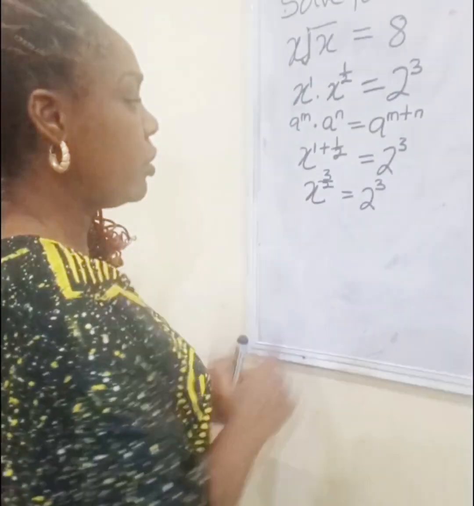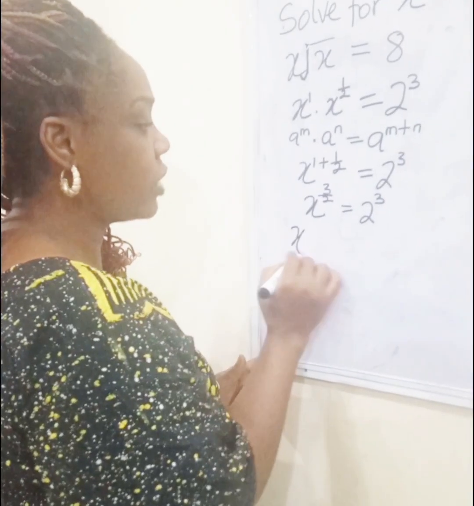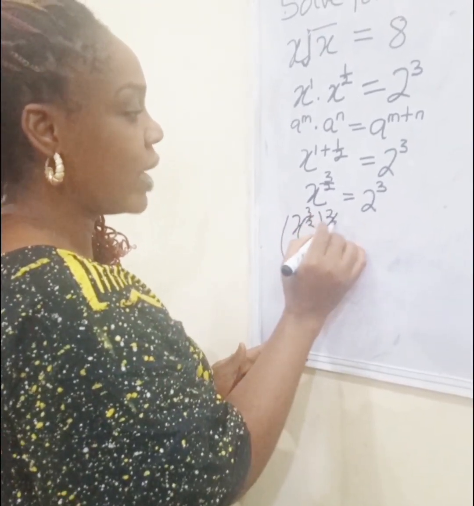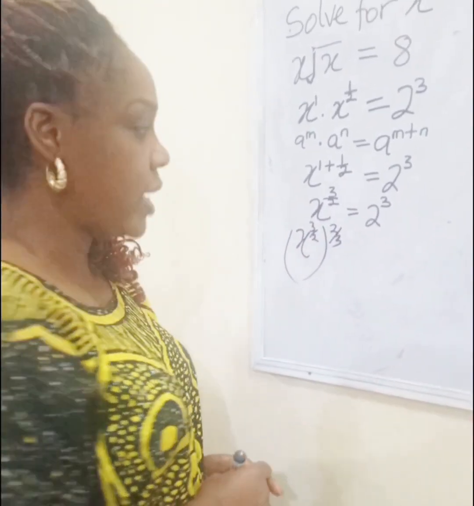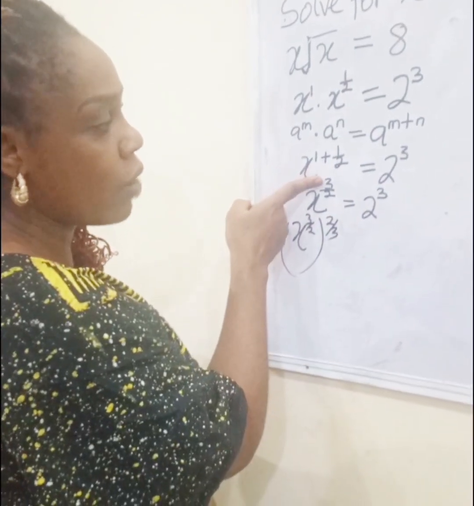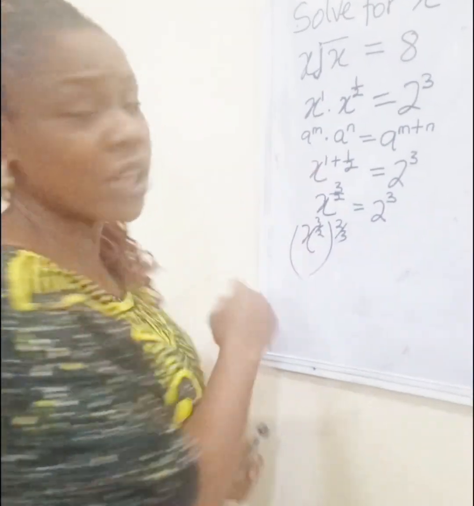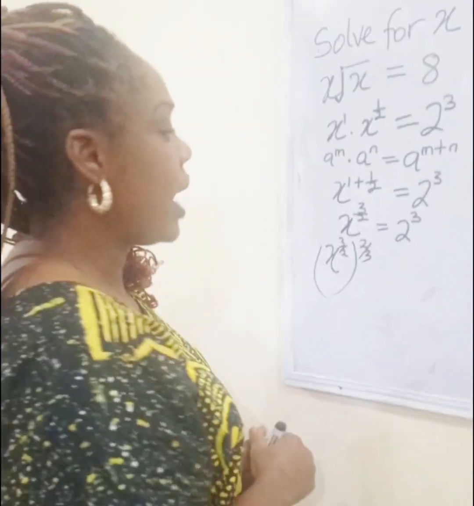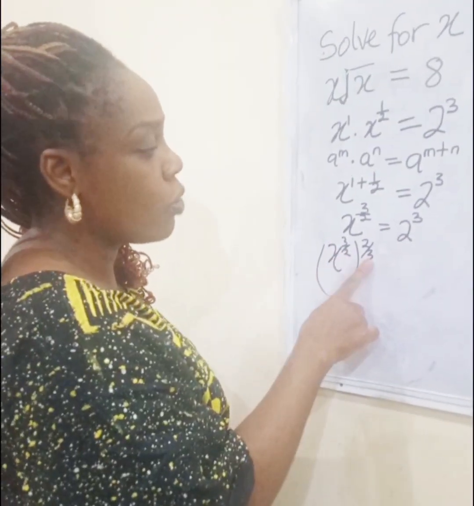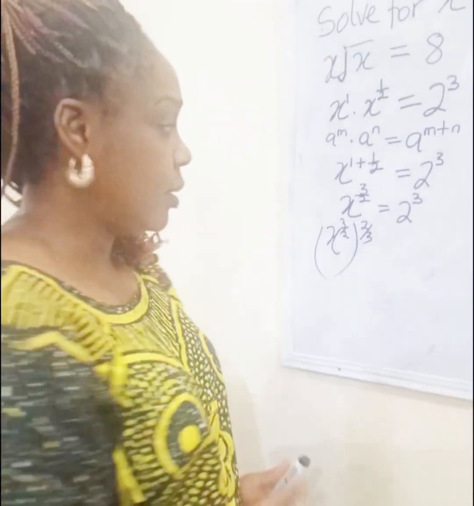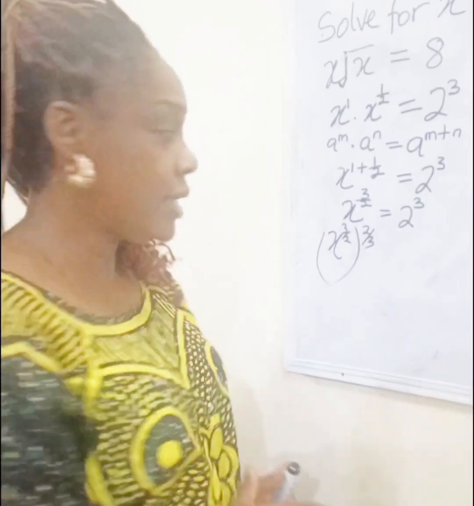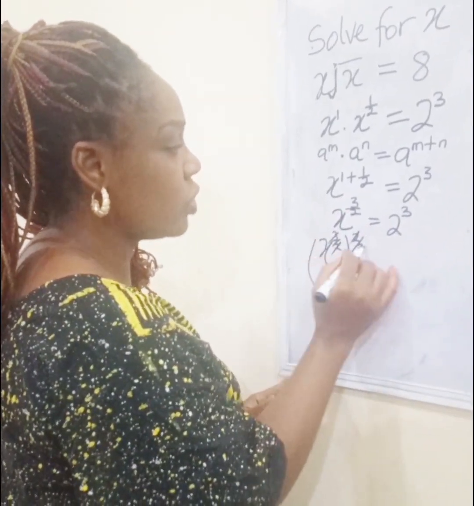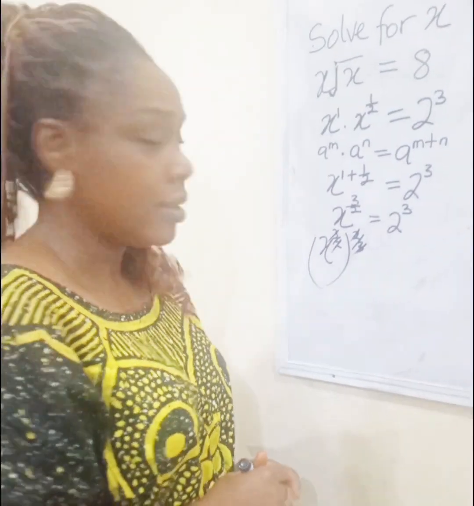So we are going to be raising this now, x raised to the power of 3 over 2, all raised to the power of 2 over 3. Okay? Yes. All raised to the reciprocal of the exponential fraction, which is 3 over 2. So now, 3 over 2 is going to multiply 2 over 3 to give us 1. Isn't it? Yes. 2 will cancel 2. 3 is going to cancel 3.